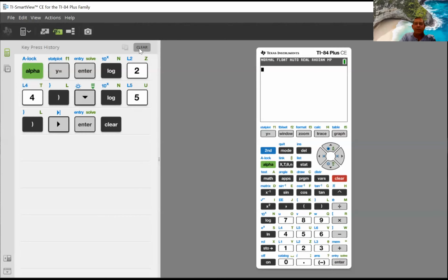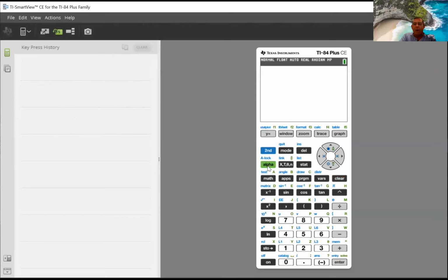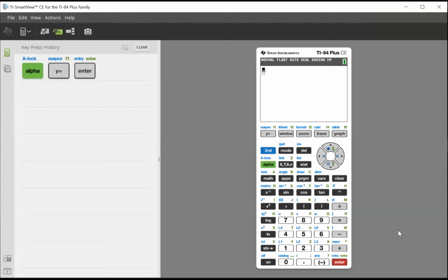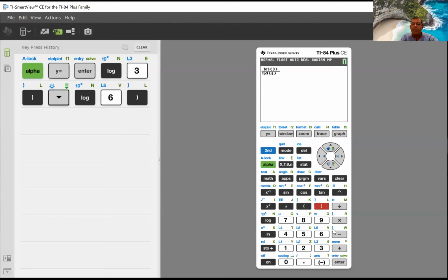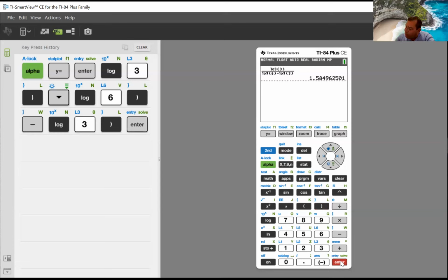So let me clear all this other stuff off. I would hit alpha y equals to make that a fraction. And then I would have log 3 on top. So log 3, close parentheses, and then arrow down, and I would do my log 6, close parentheses, minus my log 3, close parentheses. Make it look just like it on that paper. Hit enter, and I get a 1.58.